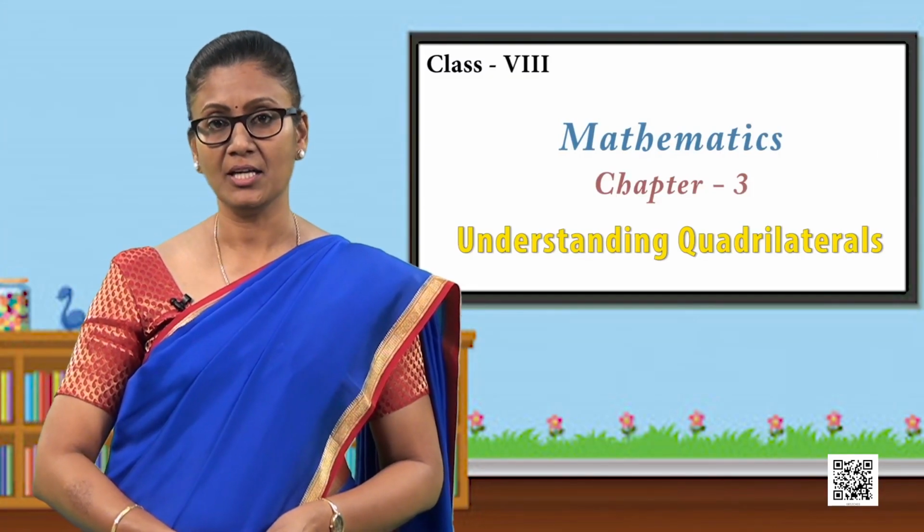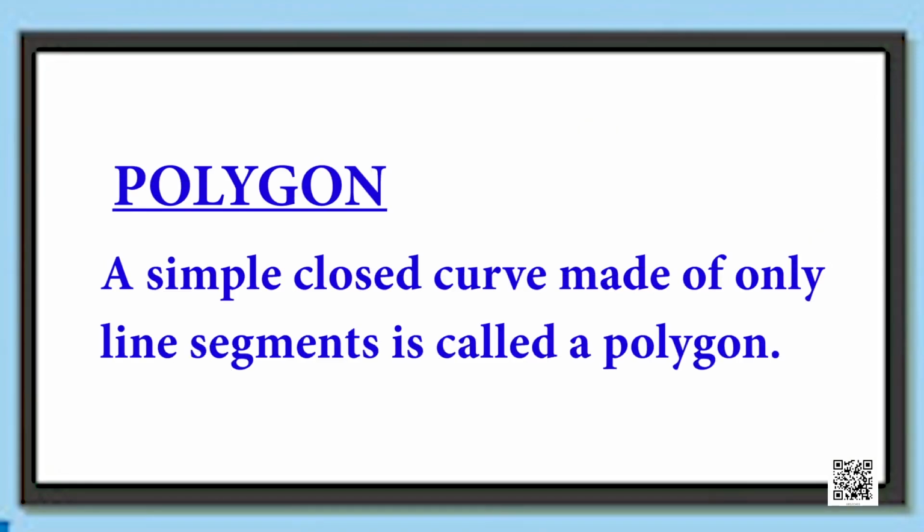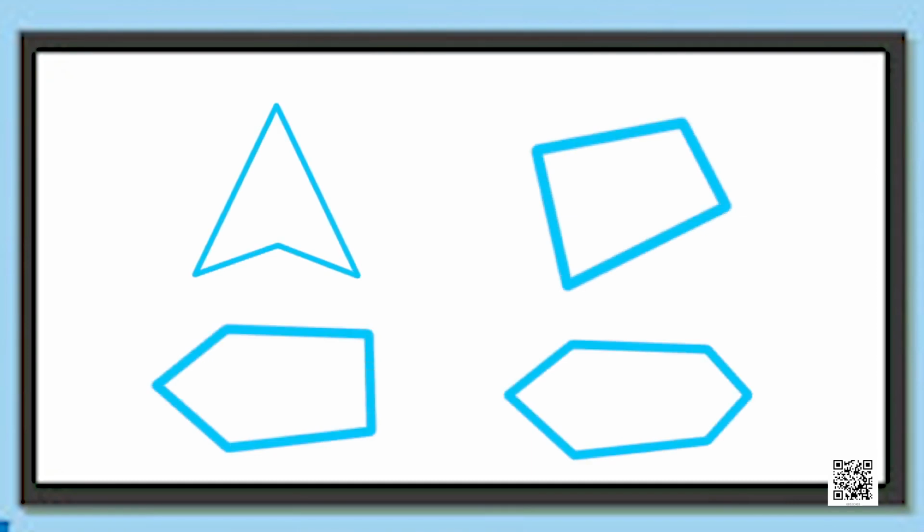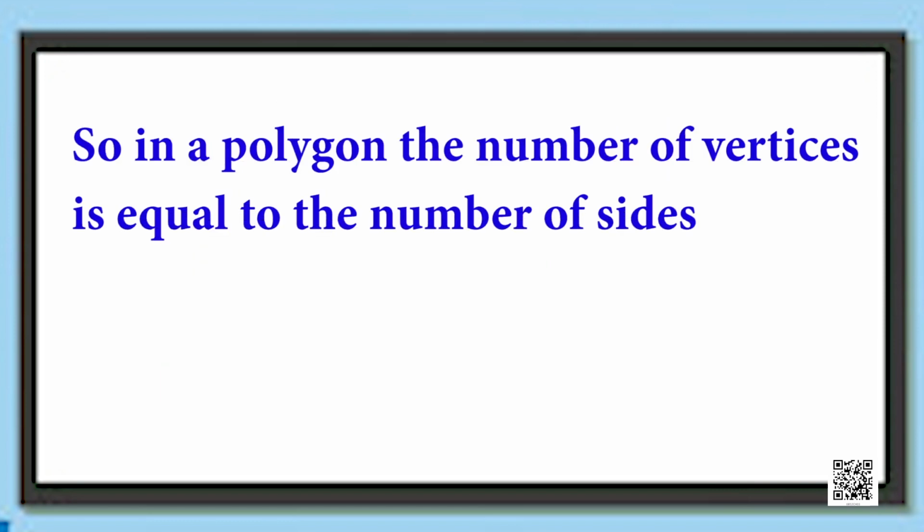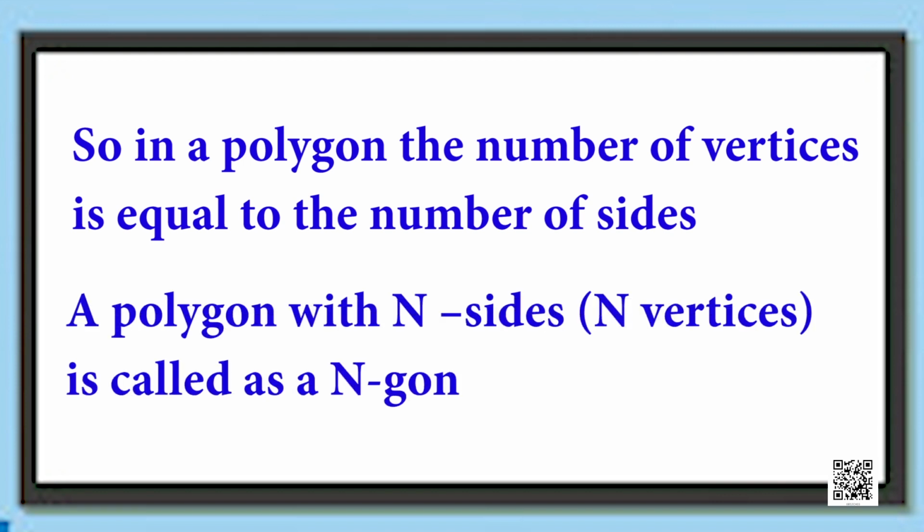Today our focus will be only on the simple closed curves. A simple closed curve made of only line segments is called a polygon. Now look at these polygons and try to count the number of sides and the vertices of each of these polygons. What do you observe? In each of these polygons, what can you say about the number of sides and the number of vertices? Yes, in a polygon, the number of vertices is always equal to the number of sides. Generally, a polygon with n sides is referred to as an n-sided polygon or an n-gon.